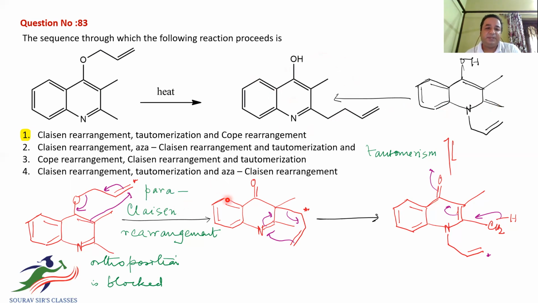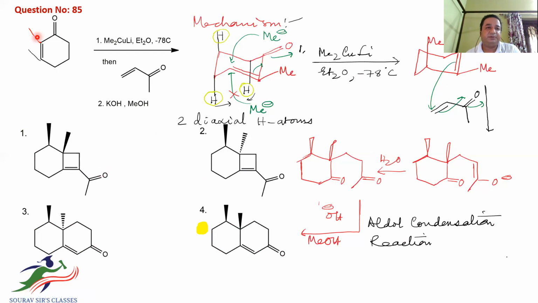So we are seeing that in the initial step there is a Claisen rearrangement, and that is twice, all right, then followed by tautomerism, and then we have a Cope rearrangement. So looking at the options and following the sequence of the reaction, we can say option 1 should be our correct answer over here. In the next question, that is question number 85.